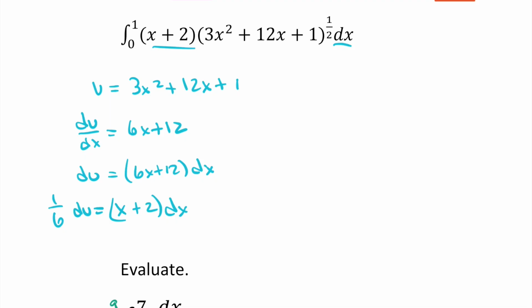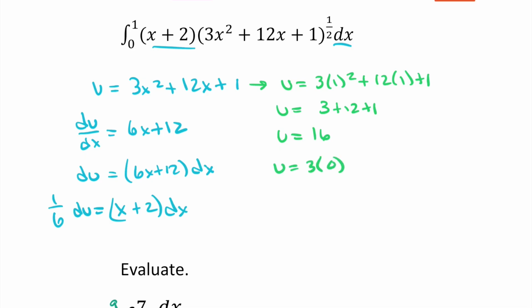But we're going to have to change our numbers because I want to keep it in terms of u. I don't want to go back and substitute these x's back in. So u is equal to 3 times 1 squared plus 12 times 1 plus 1. So u is 3 plus 12 plus 1. My new u is 16. My other new u equals 3 times 0 squared plus 12 times 0 plus 1. That's really nice. u is 1. So this is 16 and 1 now. Notice I'm putting them in the same order, in the same placement.